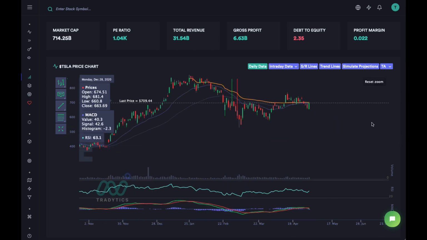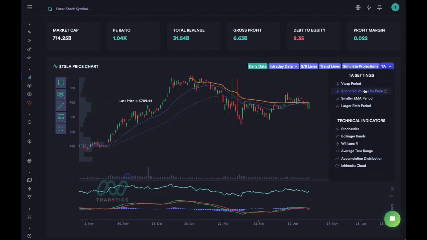So now let's say we want to know at which region there was the most volume when we are anchoring it from the top, or when we started going down from this point, because that region is also going to tell us about support and resistance levels. In order to do that, once we have this anchored VWAP line, we can just go to TA and click on anchored volume by price, and you can see an explanation if you hover over this question mark icon.